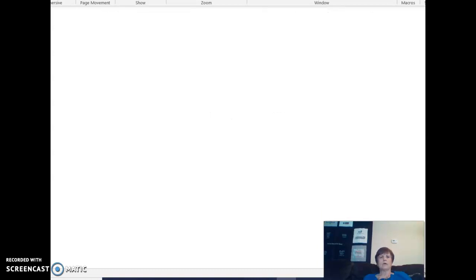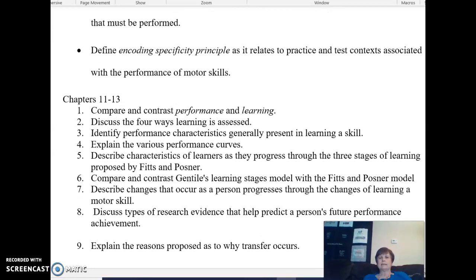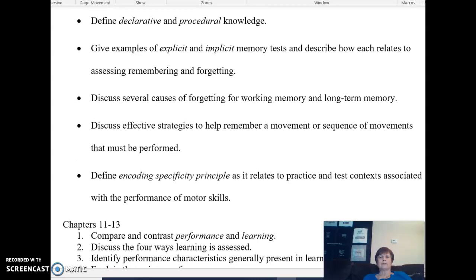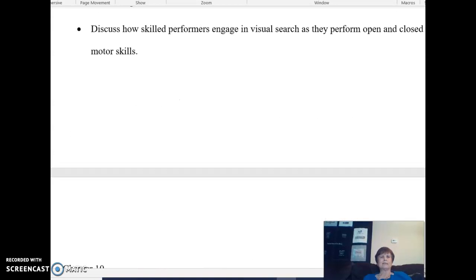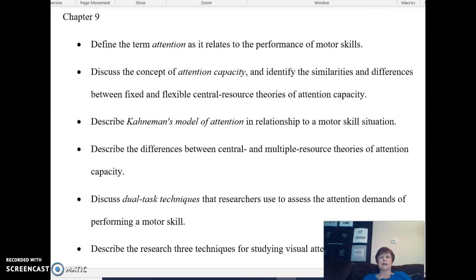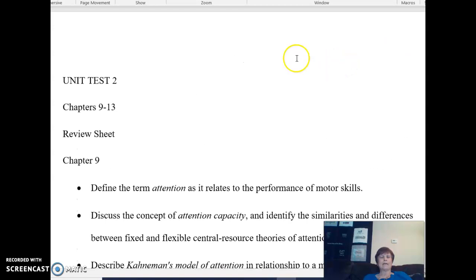I know I've gone through that quickly. Just again, trying to remind you of some of the concepts we've talked about. I encourage you to go back to the chapters, answer these questions in much more detail, and you'll be ready to take that unit test later this week. Let me know if you have any questions.